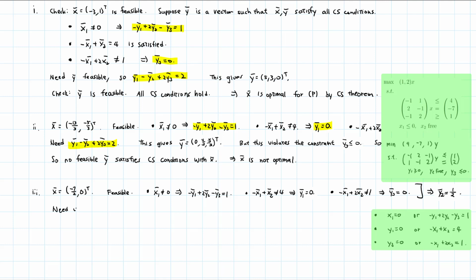But we also need a feasibility condition for y bar. So having this equation where y1 bar and y3 bar is equal to 0 give us that y2 bar is equal to -2. But y2 bar cannot be 1/2 and -2 at the same time. So this is a contradiction. Therefore, x bar is not optimal. And that completes our problem.